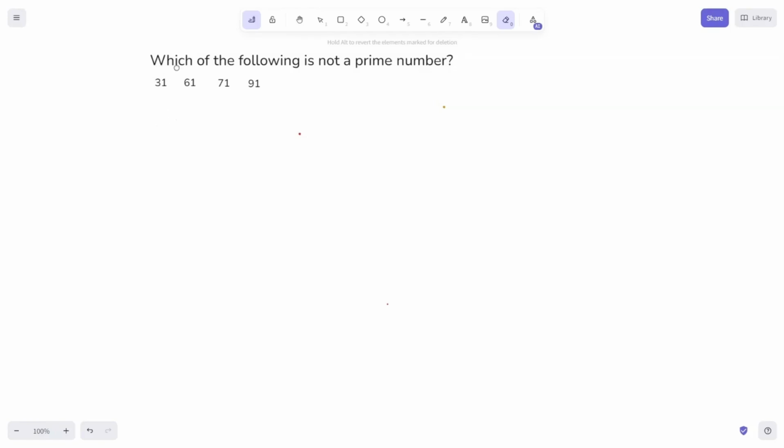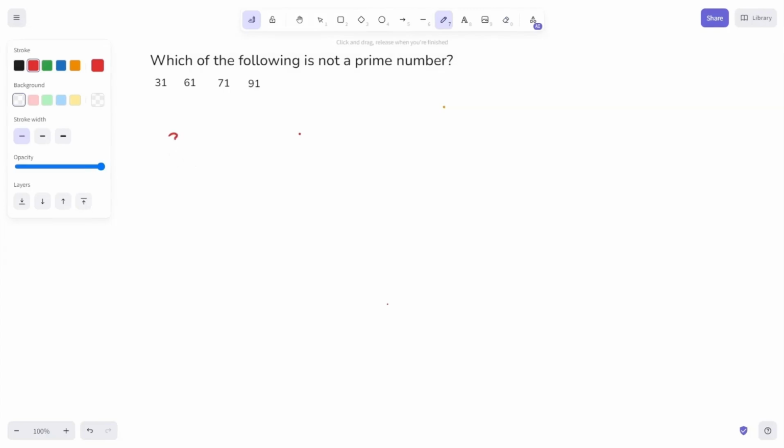So as you can see, this is the question. Which of the following is not a prime number? So basically we have to tell out of these 4 numbers which one is not a prime number. So let me clarify what prime numbers are. Prime numbers are only those numbers which are divisible only and only by the number itself and 1.